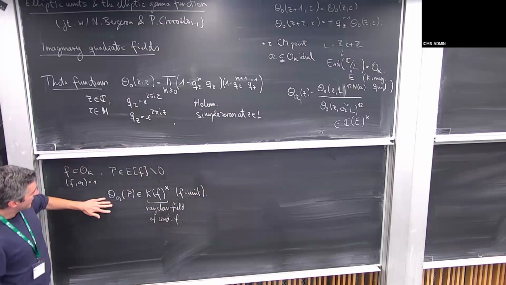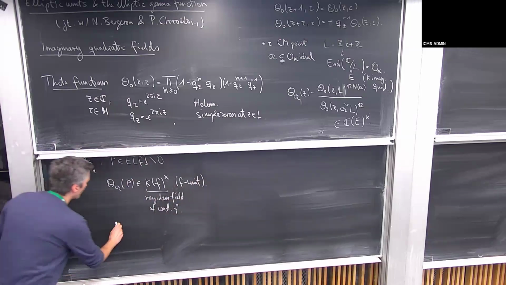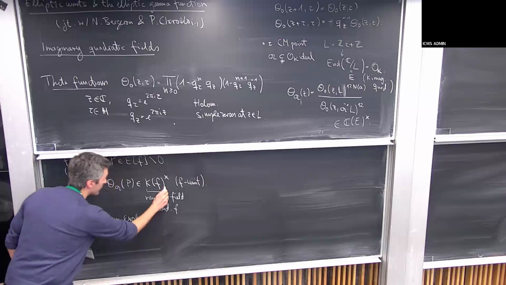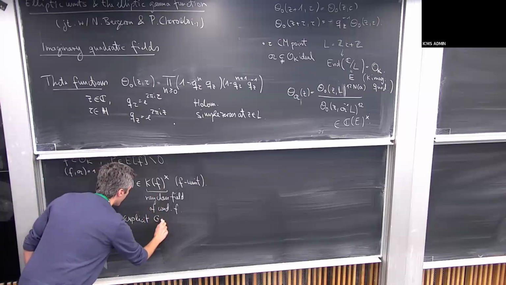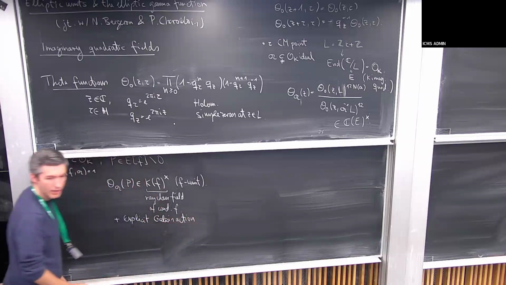Okay, so this is a classical fact, part of the theory of complex multiplication. It's also true that one has control over the Galois action on these units. Furthermore, congruent to 1 mod A or something.